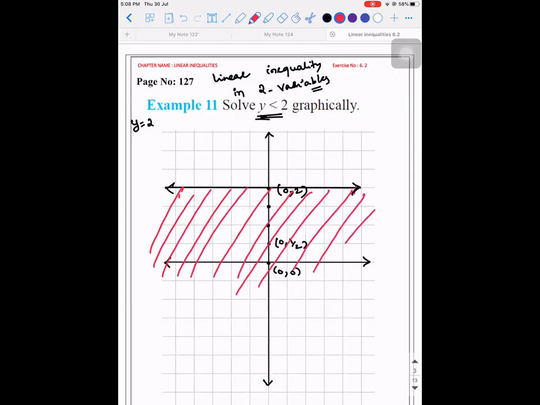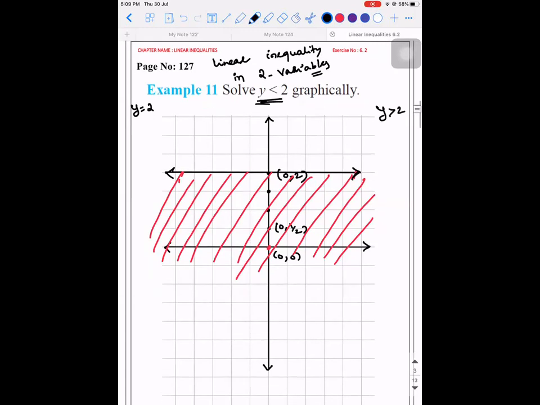So I told you, I'll explain what is the reason for it. The reason is very simple. When you substitute 0, 0, if it is satisfied, then you're trying to say that the origin is also one of the points out of the infinite points that are available. If it is not getting satisfied, then the origin is not there. If the origin is not there, then all the shaded portion should be on the other side. For example, had the same question been y greater than 2, then you should have shaded it on the other part of the line. Are you guys able to understand?